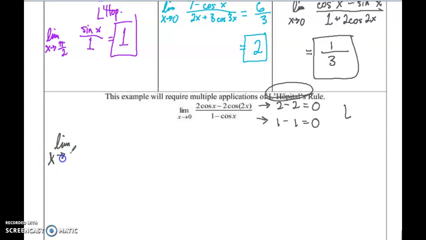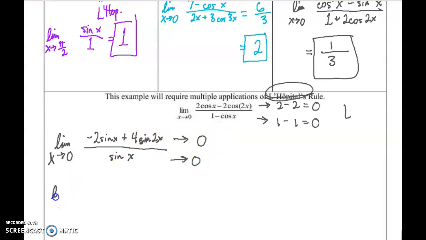x approaches 0. We would get negative 2 sine of x. And then that would be minus, no, turn that into a plus, sine of 2x over the derivative of 1 is 0, the derivative of negative cosine would make that positive sine. But I think it's pretty evident that in the top you get 0 again. Sine of 0 is 0, sine of 0 is 0, 0 plus 0, and 0 on the bottom. So you just do L'Hopital's again.